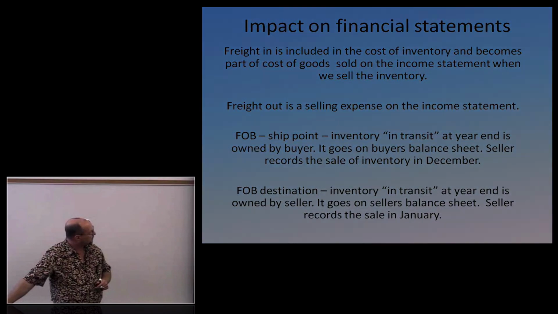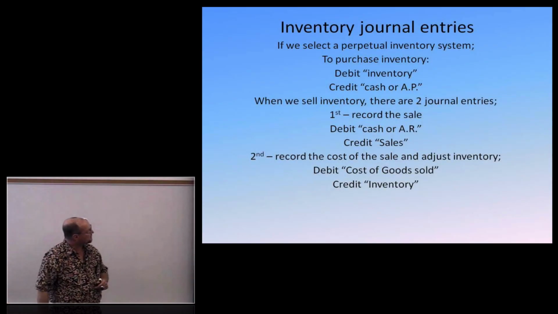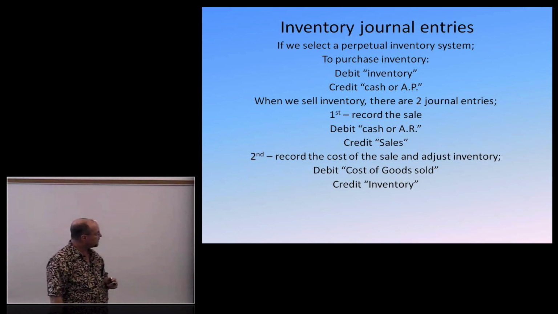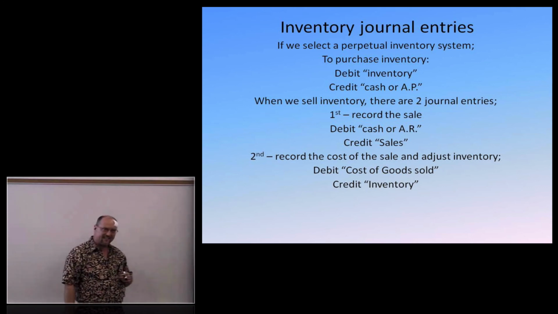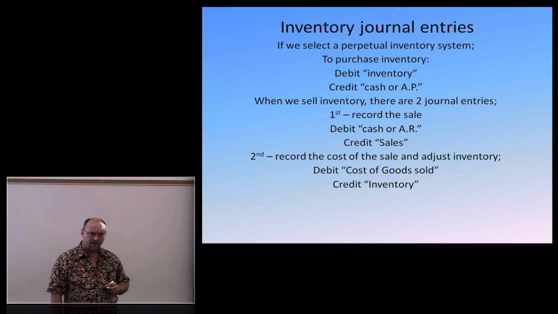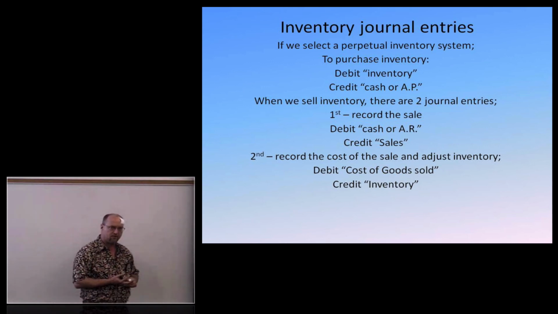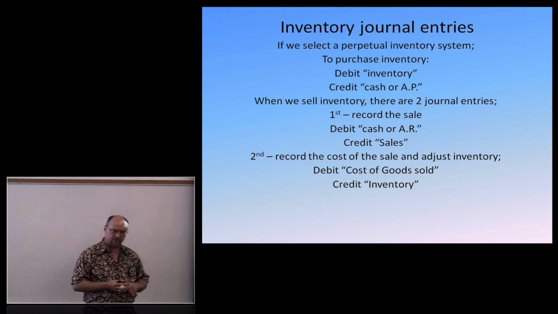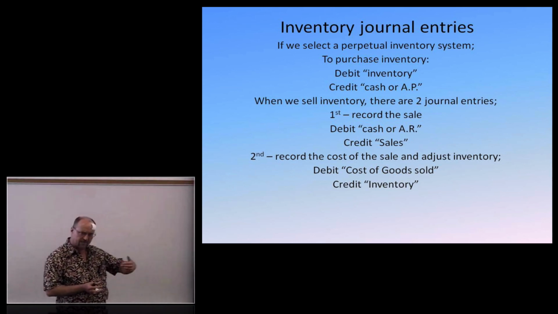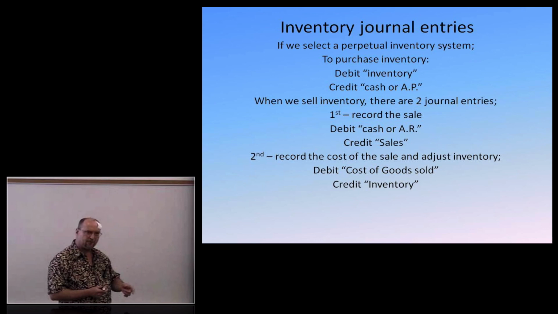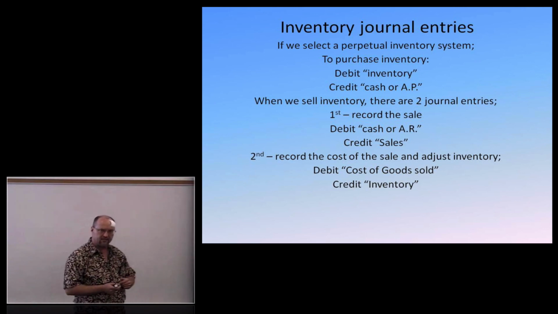Let's see what direction these are going. Let's go this way. Okay, so the next thing we're going to talk about is the journal entries related to buying and selling inventory. Now, there are two different ways in which we can account for inventory. The two methods are called the perpetual inventory system and the periodic inventory system. Okay? We're going to focus on the perpetual inventory system.